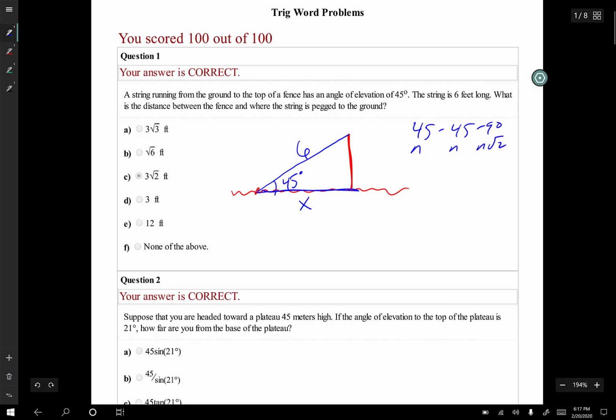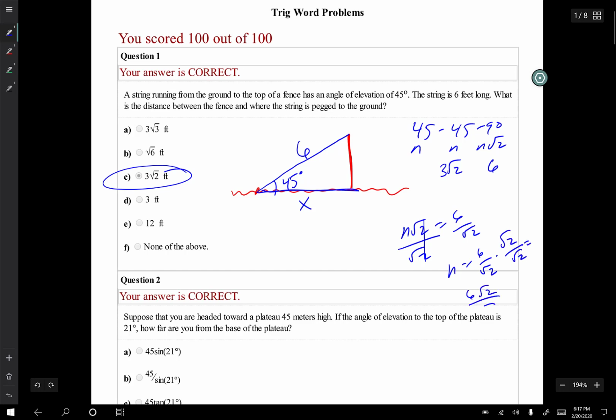You can either recognize that it's a 45, 45, 90 triangle and square root of 2. So if my hypotenuse is 6, then to get the short leg, that has to be 3 square root of 2. And in case you're wondering how did you do that so quick? Relax. n square root of 2 equals 6, divided by square root of 2 divided by square root of 2. And then you get n equals 6 divided by square root of 2. But you already know they're not going to have it like that. They're going to rationalize it. So 6 square root of 2 over 2. 2 goes into 6 3 times. So 3 square root of 2.